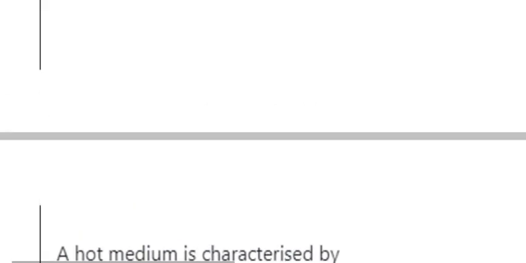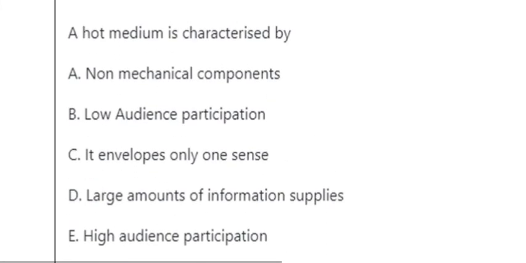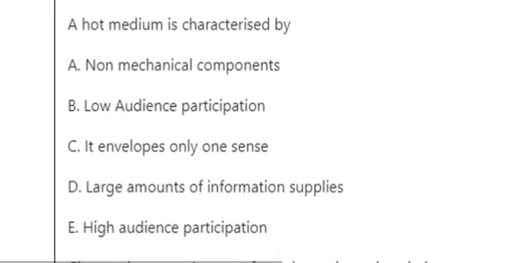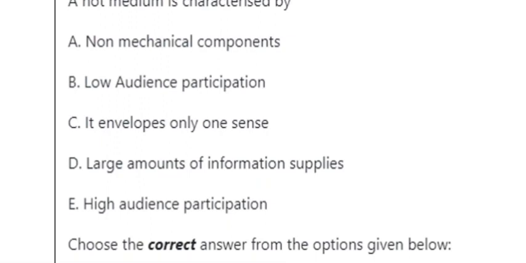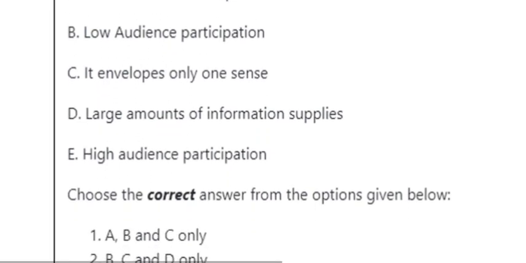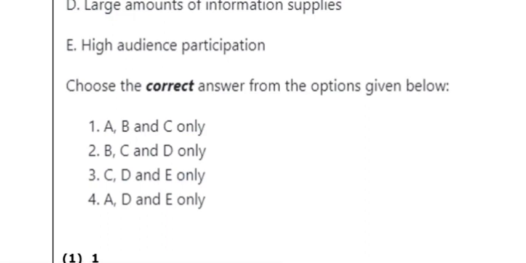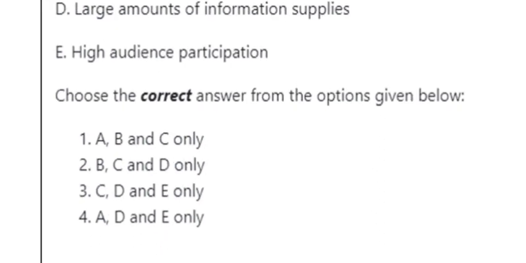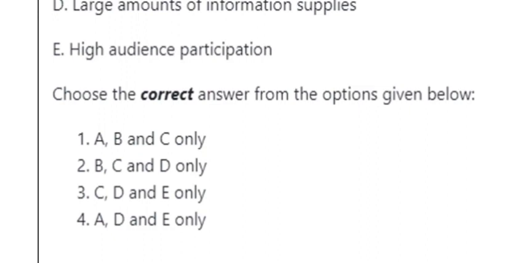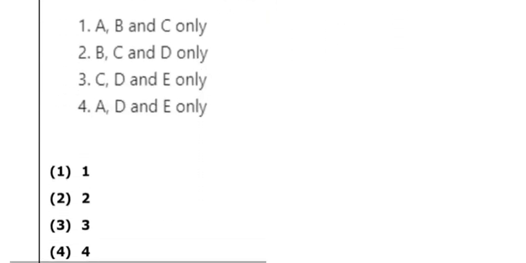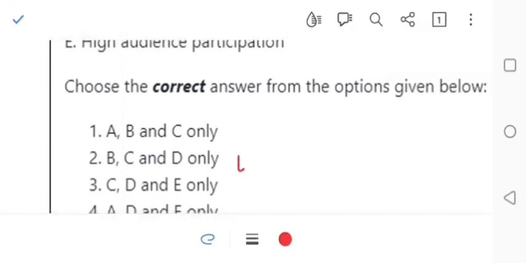Number 18. Direct options are given. A hot medium is characterized by what? A, non-mechanical components. B, low audience participation. C, envelops only one sense. D, large amounts of information supplied. E, high audience participation. Now choose the correct answer from the options given below: A, B and C; B, C and D; C, D and E; A, D and E only. So the correct option for this question will be number B. That means B, C and D only will be correct.